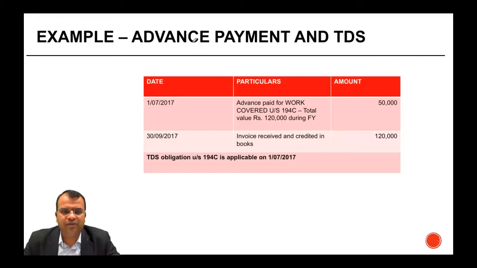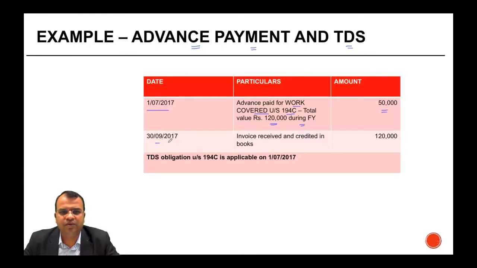So let's look at an example where some advance payment has been done and how TDS will be deducted. Suppose on 1st of July 2017, there is an advance which has been paid for work covered under section 194C, and the total value of the contract is 1,20,000 during the financial year. You will understand the reasons why these numbers have been taken a little later, but assuming this be the case, there is an advance payment of 50,000.